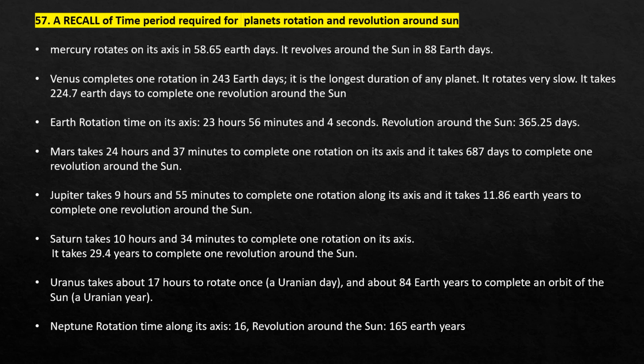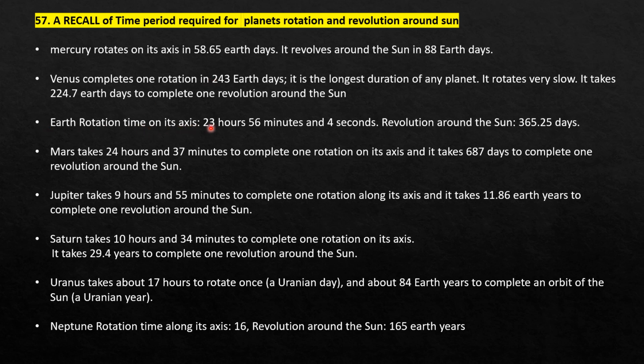Let us recall the time period required for the planets' rotation and revolution around the Sun once again. Mercury rotates on its axis in 58.65 Earth days. It revolves around the Sun in 88 Earth days. Venus completes one rotation in 243 Earth days. It is the longest duration of any planet because it rotates very slowly. It takes 224.7 Earth days to complete one revolution around the Sun. See, its revolution is shorter than its rotation because it rotates very, very slowly.